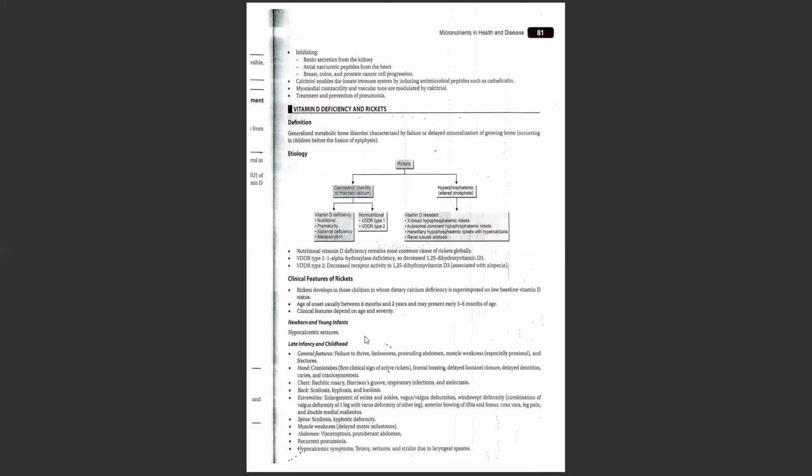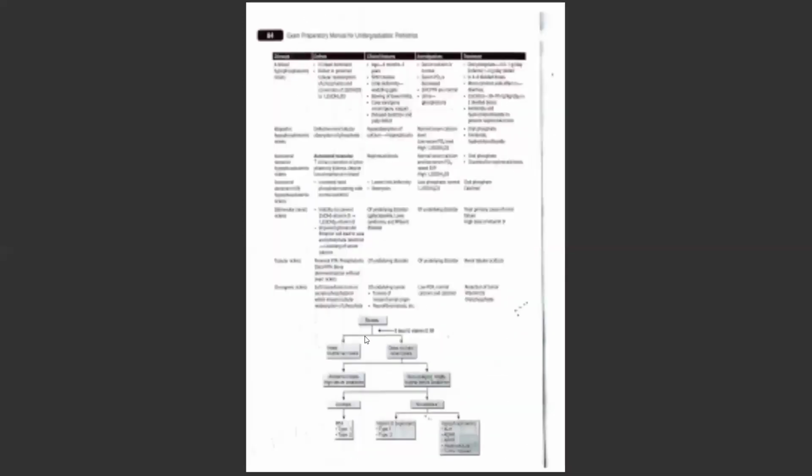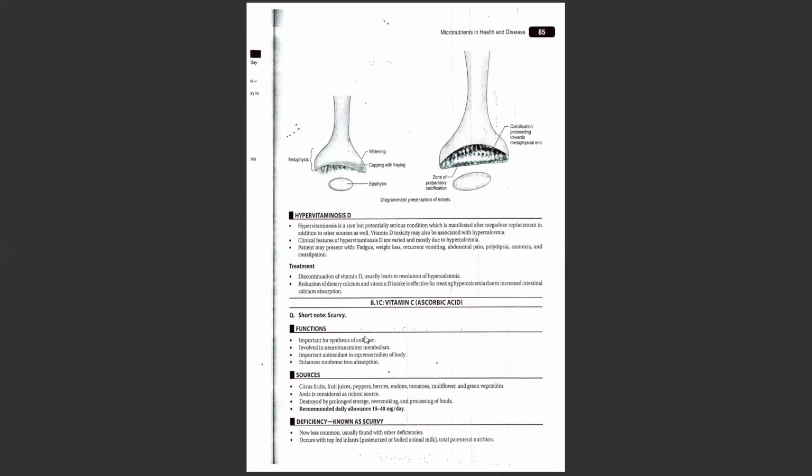Then we move on to vitamin C deficiency, that is ascorbic acid. A short note on scurvy is usually a university question, so we should learn about vitamin C clearly. Okay, so the functions of the vitamin. Vitamin C is also called ascorbic acid.